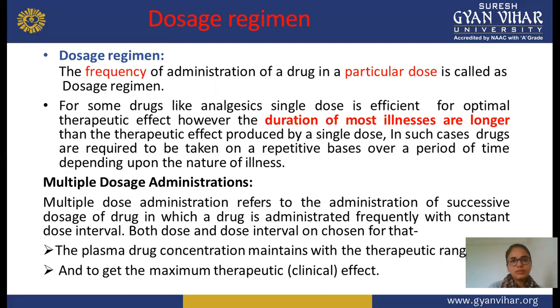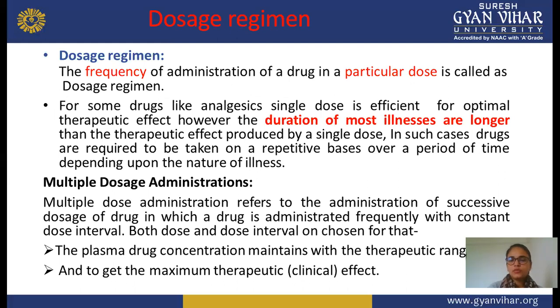Next is dosage regimen. The definition of dosage regimen is the frequency of administration of a drug in a particular dose is called the dosage regimen. Means the frequency or time period of how rapidly you are administering that particular dose or particular drug. So this frequency of administration of a drug is known as dosage regimen.